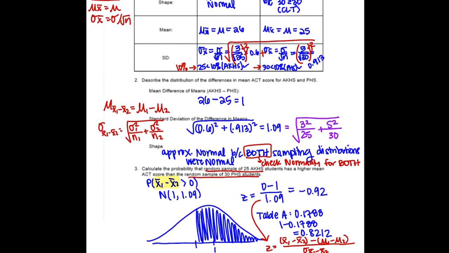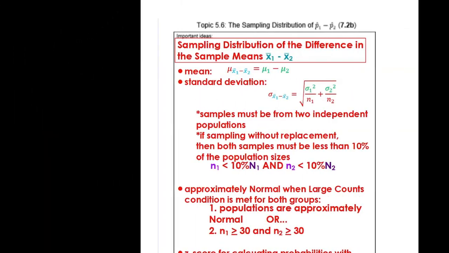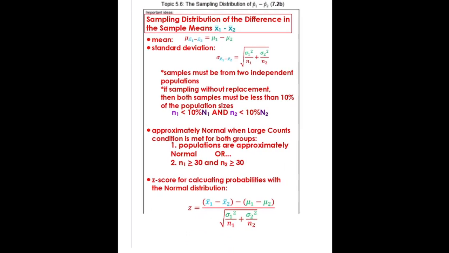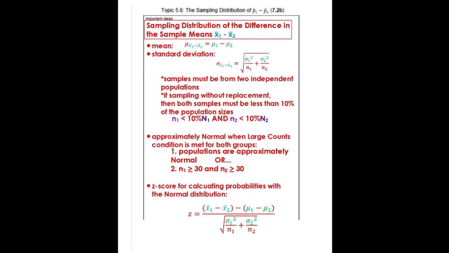So why don't you guys turn your paper over, copy this down. It should look pretty similar to what we've seen the past couple of days, where we have our mean with the right symbols, standard deviation. We have the sampling without replacement 10% condition that we still have to check, and then the normal condition. And I'm going to fix something on here. Population, so approximately normal when, and I'm just going to cross this off.